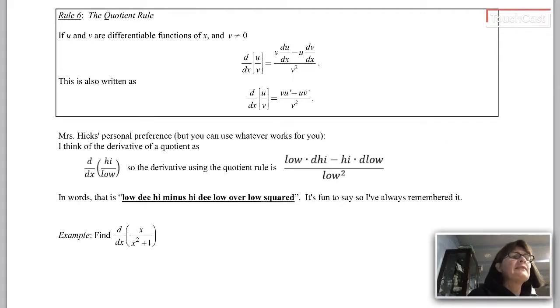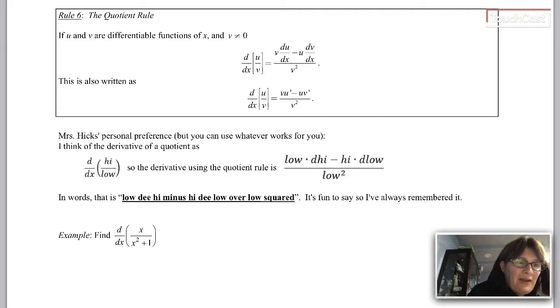So you can see the notation from your textbook up there. Most of the time, the calculus students I run into prefer this version of the rule, so I'll tell you what I use. If I think of the quotient as a function in the numerator, which I call the high function, and a function in the denominator, which I call the low function, then the quotient rule says the derivative of that quotient is low times the derivative of the high minus the high function times the derivative of the low divided by the low function squared.